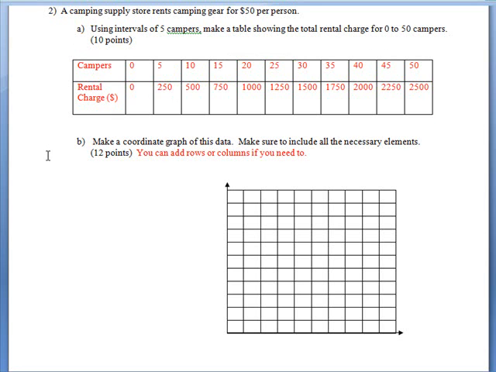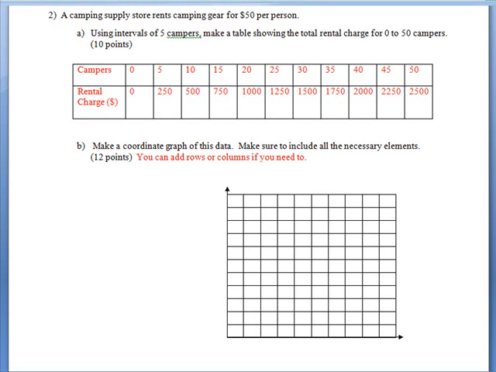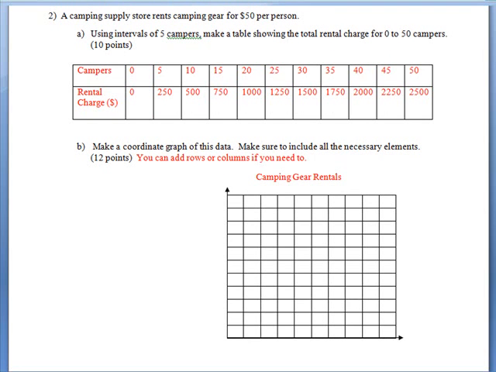B says, make a coordinate graph of this data. Make sure to include all necessary elements. In class, we talk about let's get rid of the easy things first. So what's one real quick and easy thing we can do? Add a title. As long as your title makes sense and it goes along with the problem, it doesn't have to be the exact same thing that I put here. For mine, I'm going to put camping gear rentals.